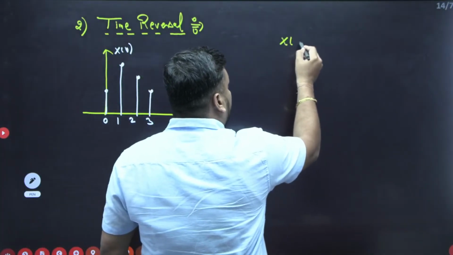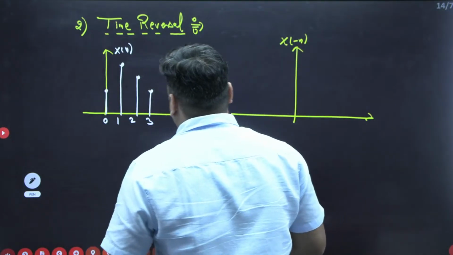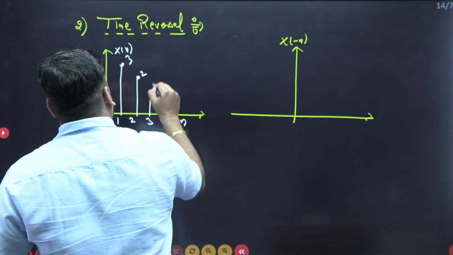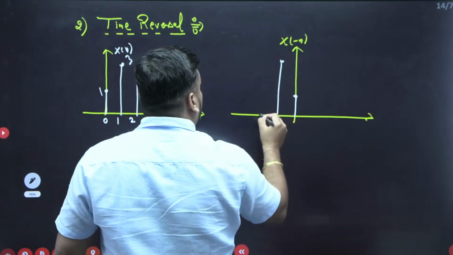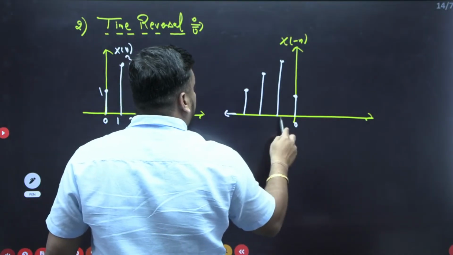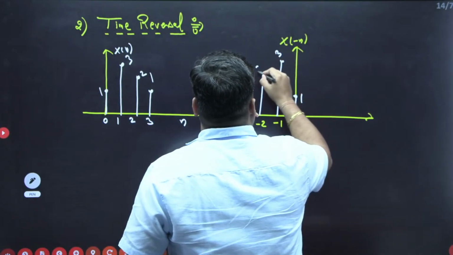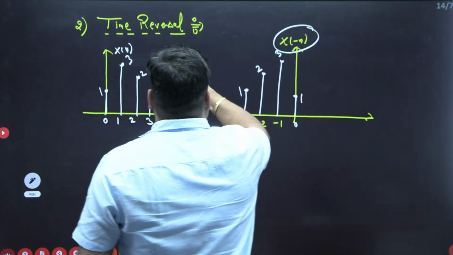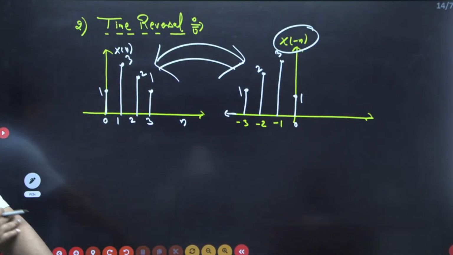Can you please make x of minus n? Of course, the time reversal operation is nothing but a mirror image, or symmetry with respect to the y-axis. So you should make 1, 3, 2, 1. It can be 1, again 3, again 2, again 1. So 0, minus 1, minus 2, minus 3, and you write 1, 3, 2, 1. It is nothing but time reversal with the mirror image. Is this crystal clear? Shall we go for next? Dear children, do reply fast.